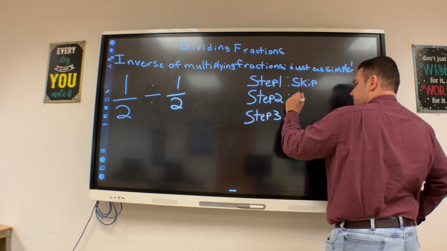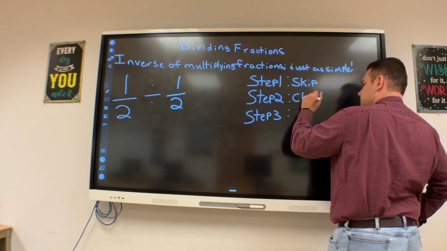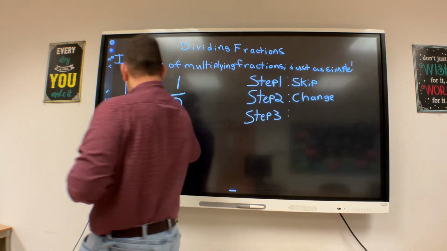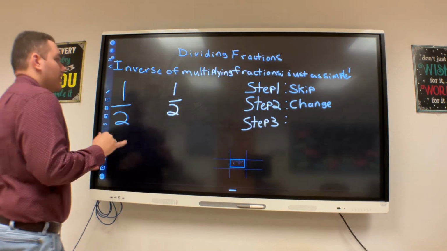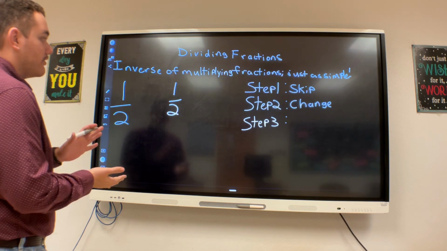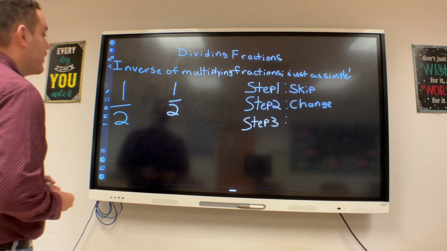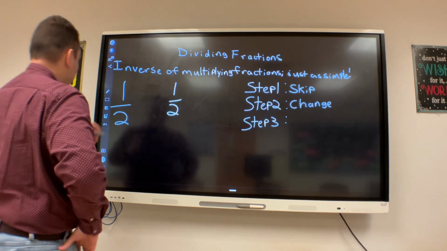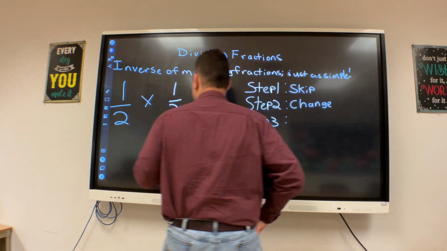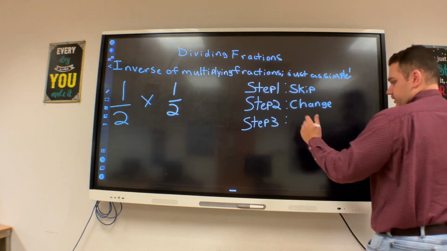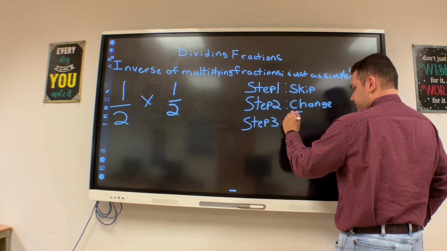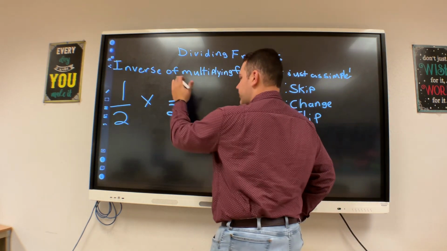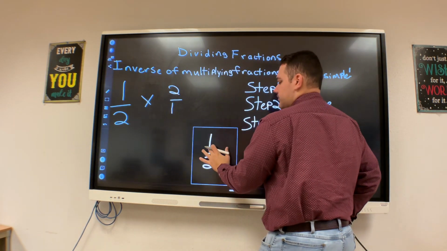Step 2 is gonna be to change our sign right here, because remember, like we said, multiplication and division are opposites. They're the inverse of each other. We're going to change what we're doing. Instead of dividing, we're going to multiply. And then our third step is going to be to flip our second fraction. So instead of 1/2, this is going to be 2/1.